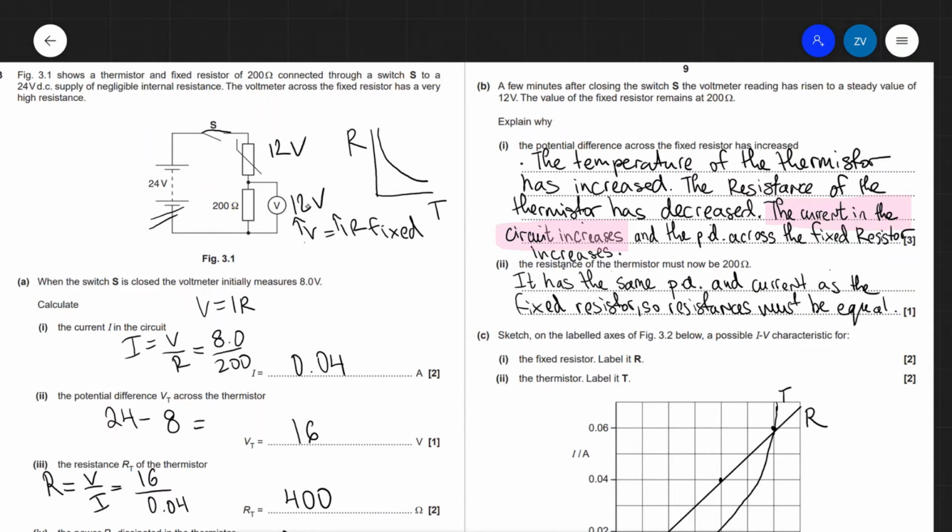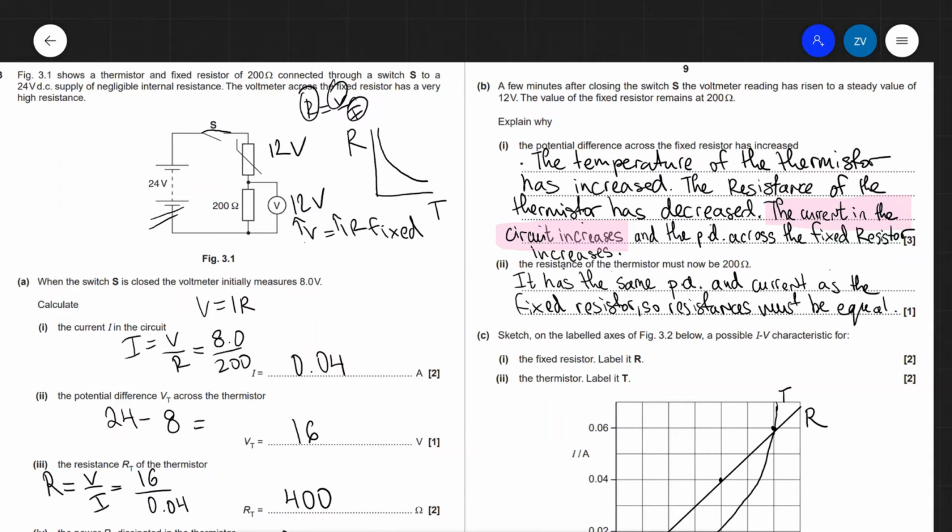Remember, it was 8 before, however, this one here dropped to 12, which means that this here must have increased to 12 by Kirchhoff's second law. And if they have the same PD and the same current, the resistances must be equal. In other words, because R is equal to V over I, if V is the same and if I is the same, this means that R will have to be the same.